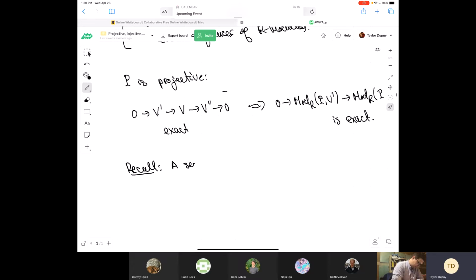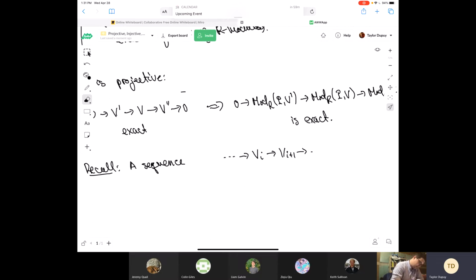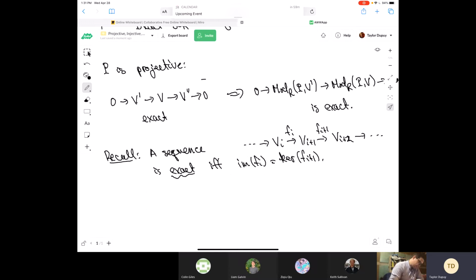So, a sequence. Let's do dot, dot, dot first. V_i, V_(i+1). A sequence is exact if and only if, let's call these maps F_i and F_(i+1), the image of F_i is the kernel of F_(i+1). So this is what it means to be an exact sequence.